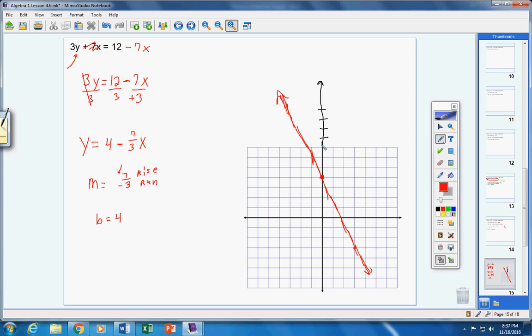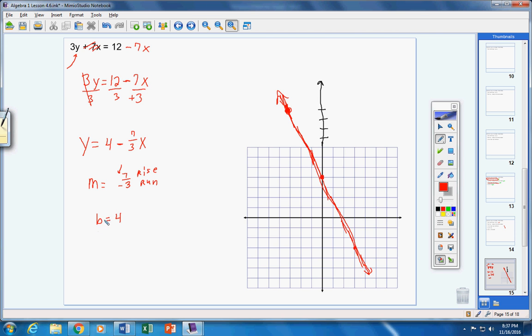1, 2, 3, 4, 5, 6, 7 right here. And then we're going to run negative 3. So 1, 2, 3, boom. Look at that. It still falls right on the line. So you would still get the exact same line like this. So it does not matter where you put the negative sign. Do you understand? You will get the right answer if everything is done correctly.